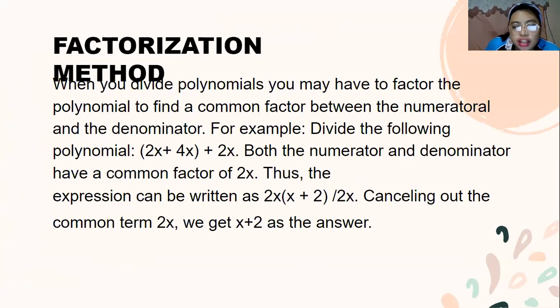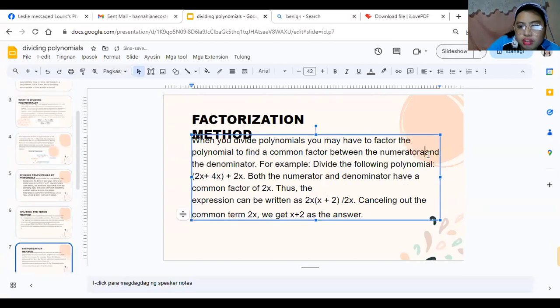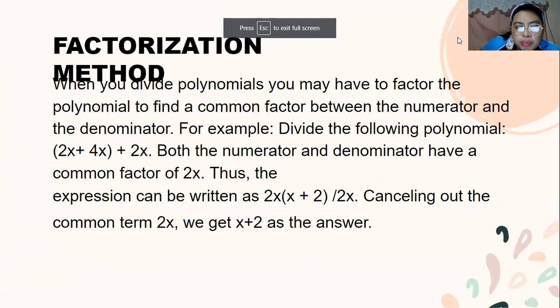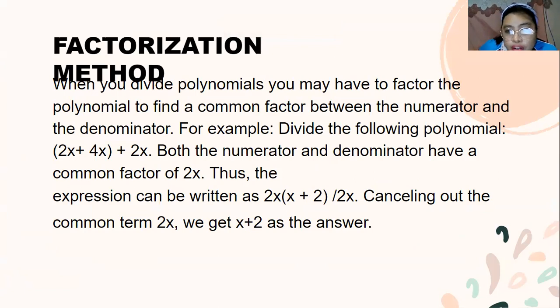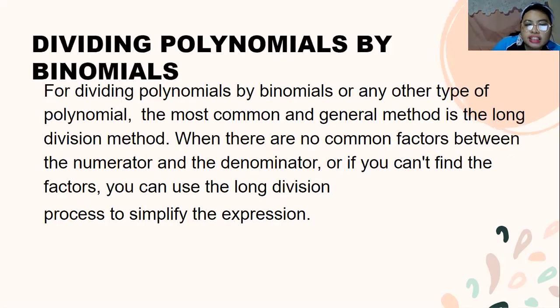So the factorization method, on the other hand: when you divide polynomials, you may have to factor the polynomial to find a common factor between the numerator and the denominator. For example, divide the following polynomial: 2x squared plus 4x divided by 2x. Both the numerator and denominator have a common factor of x, right? Greatest common factor. Thus, the expression can be written as 2x times the quantity x plus 2, divided by 2x. Canceling out the common term 2x, we get x plus 2 as the answer.